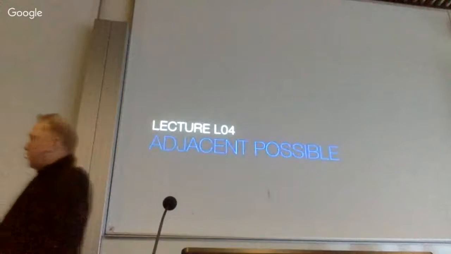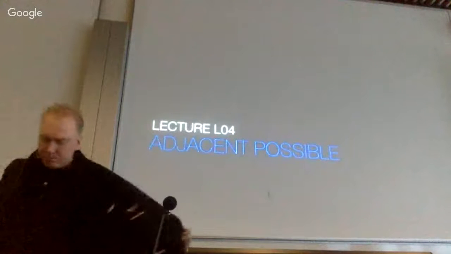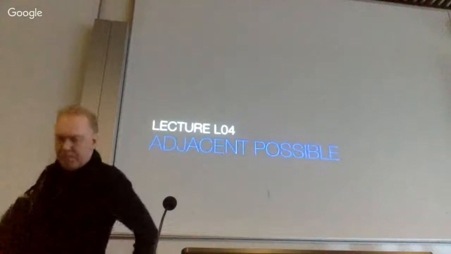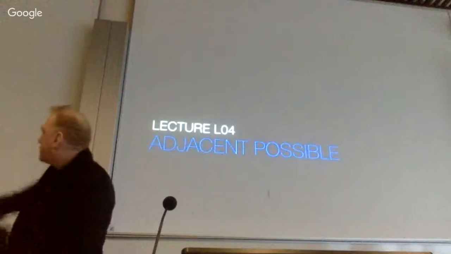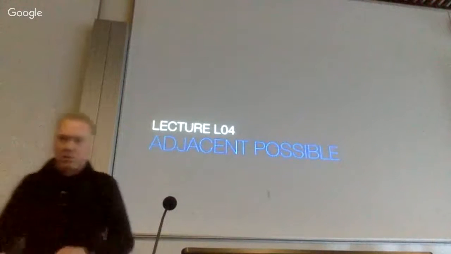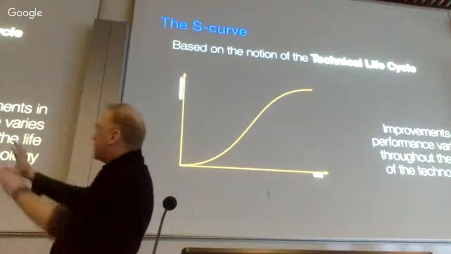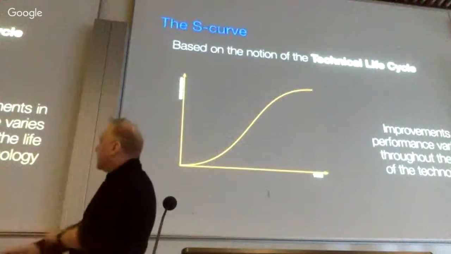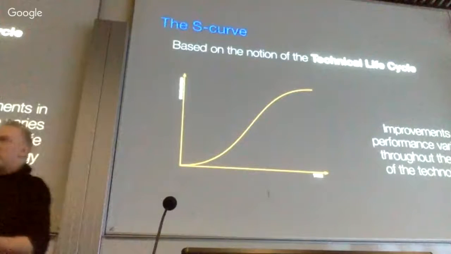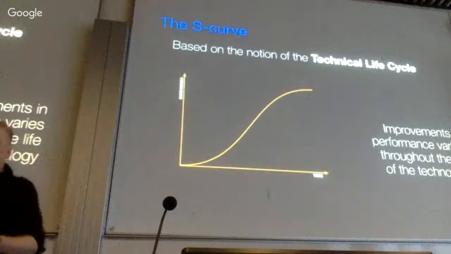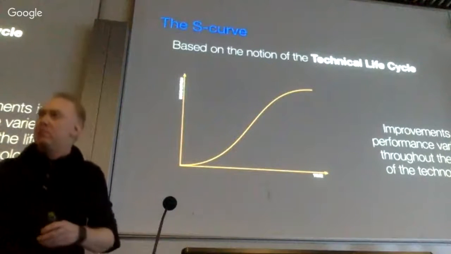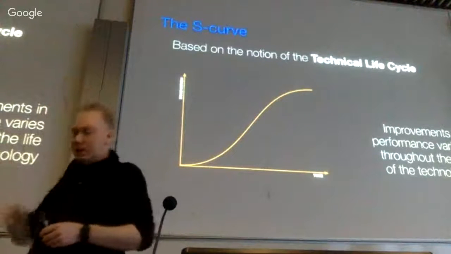Okay, let's talk about adjacent possible. This is the topic for today. So let's explore this. Last time we talked about the S-curve, the technical life cycle. Improvements in products vary over time. It's really, really slow to begin with. It gets rapid, matures, and then something else takes over.